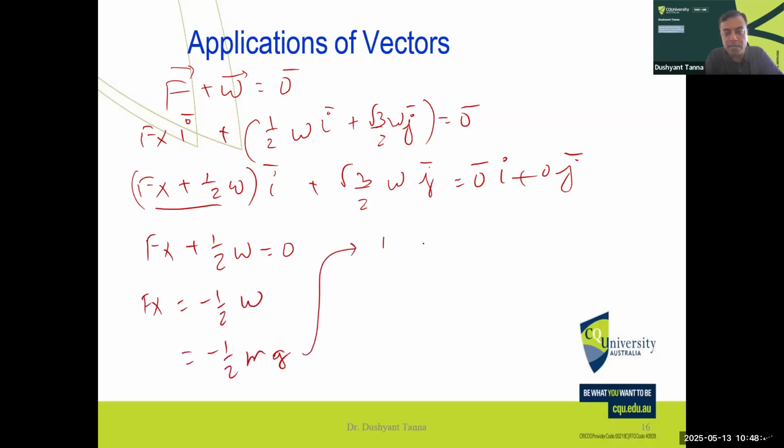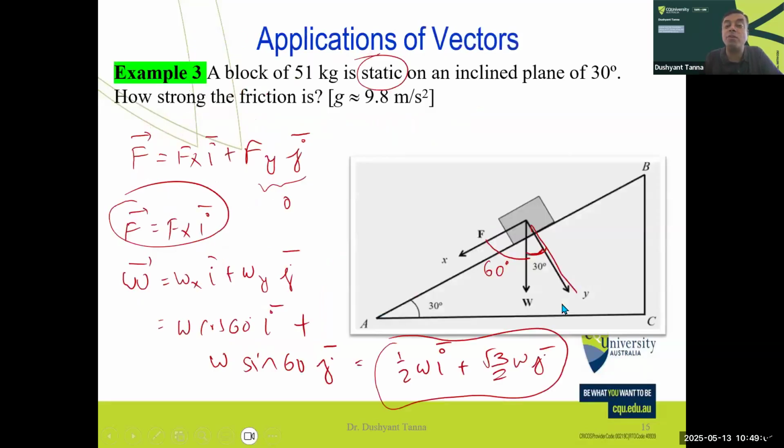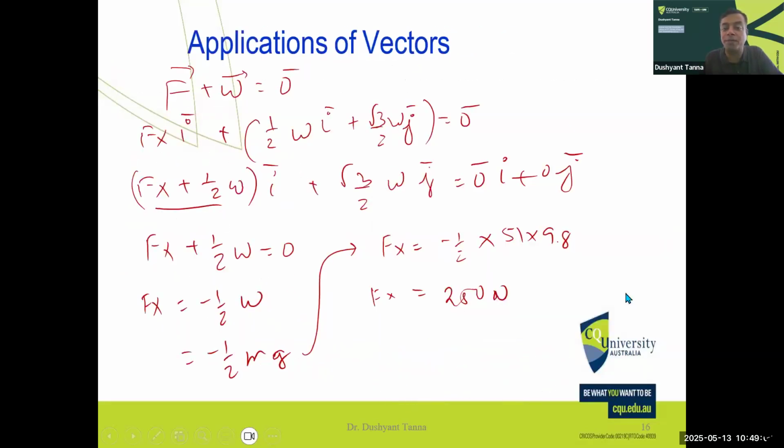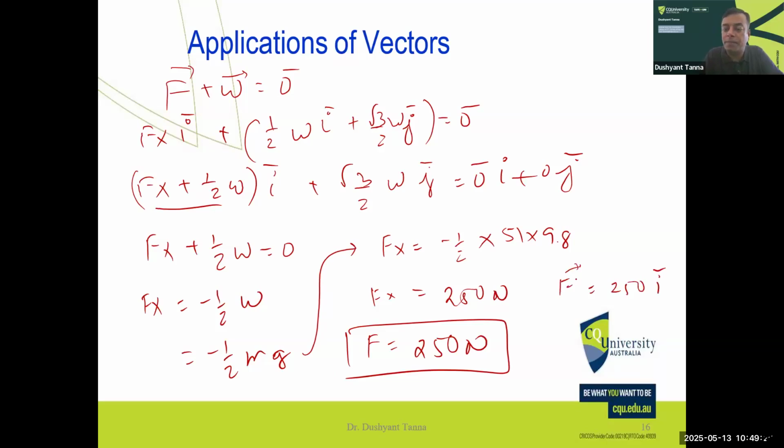So that means my Fx is minus half. The mass we have is 51 times 9.8. That is almost 80. So that is the Fx, right? So the magnitude of the force, how strong the force is, is 250 Newton. Because then vector F is 250 i. Yeah, and so its magnitude is capital F, which is 250 Newton. Cool.